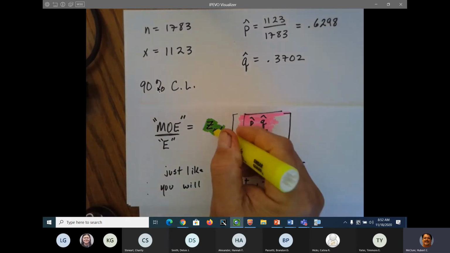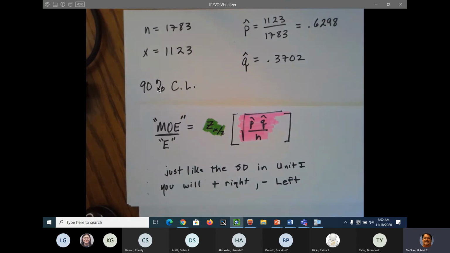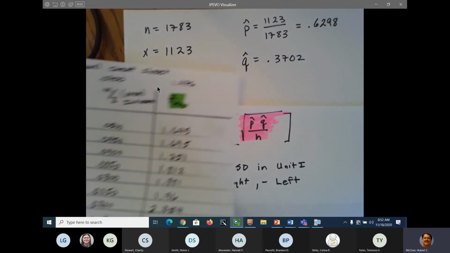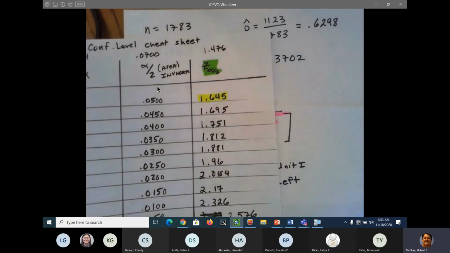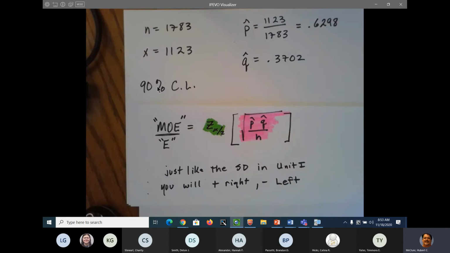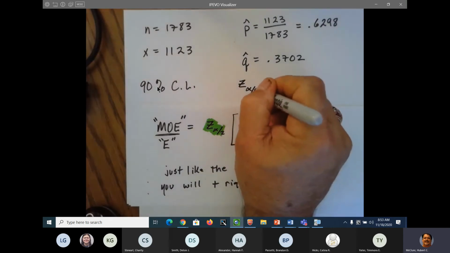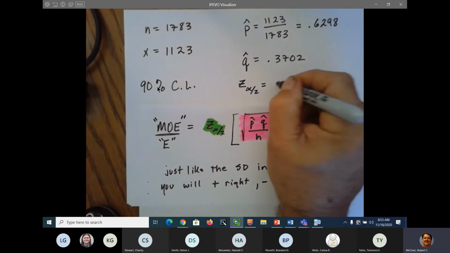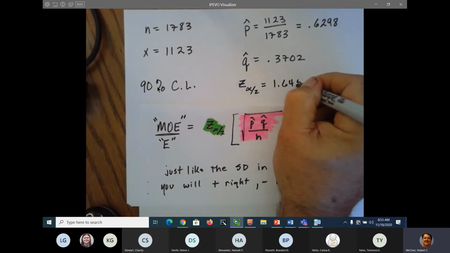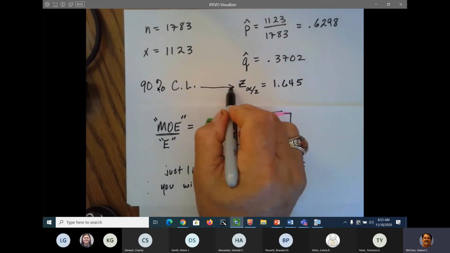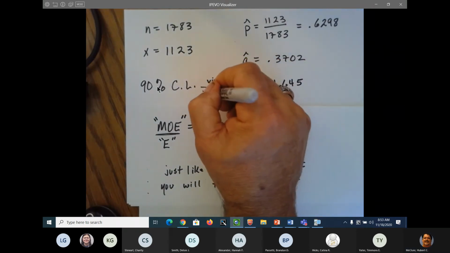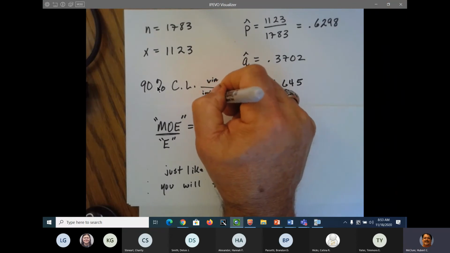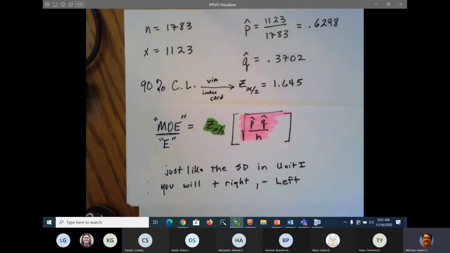Well, there's Z. We've got the Z score. I'm going to take my handy dandy index card. There's our Z score. So I'm going to take that. Z sub alpha over 2 is equal to 1.645. And I'm going to draw a line right here with an arrow via index card. That 1 or 2 people actually do.